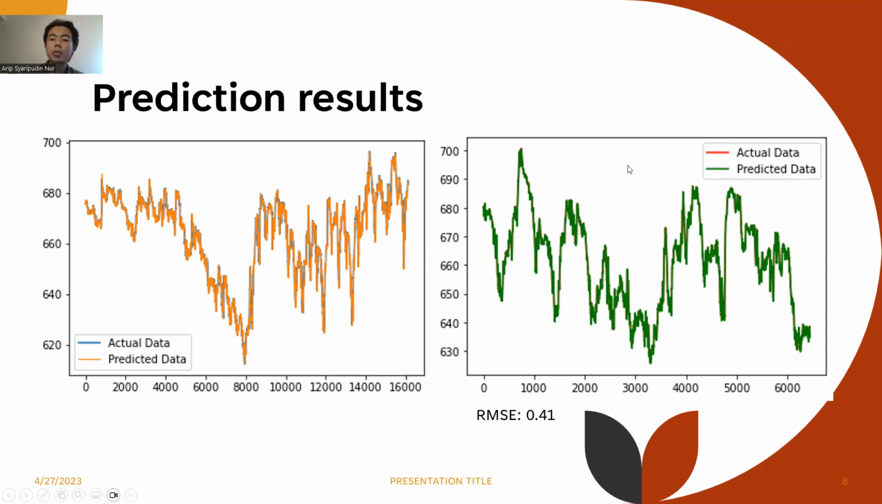And then the right graph showed the result of using testing data. As you can see, the predicted and the actual data match with each other. And the RMSE, the root mean square error between the predicted and the actual data is really small, at 0.41. So we can consider that the LSTM model fits really well with the dataset and does really well to make the prediction using the testing dataset.